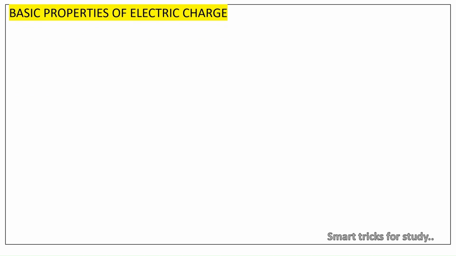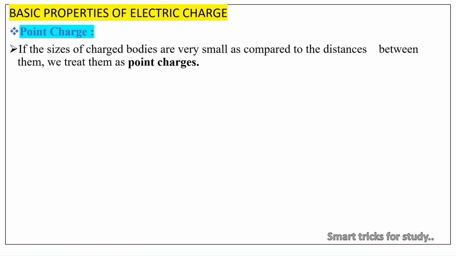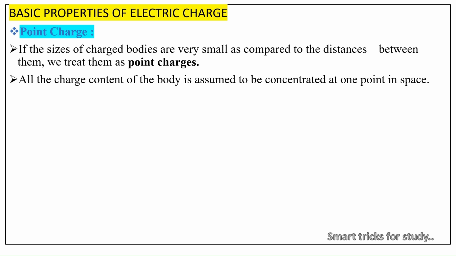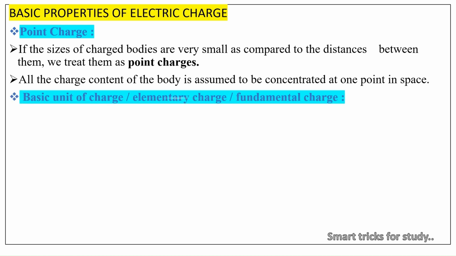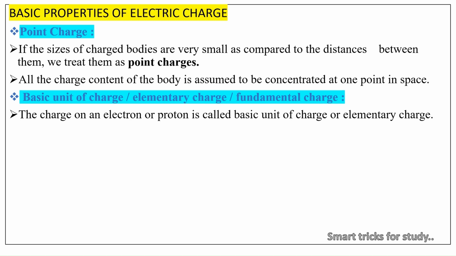Basic properties of electric charge. Point charge. If the sizes of charged bodies are very small as compared to the distances between them, we treat them as point charges. All the charge content of the body is assumed to be concentrated at one point in space. Next, basic unit of charge, or elementary charge, or fundamental charge.